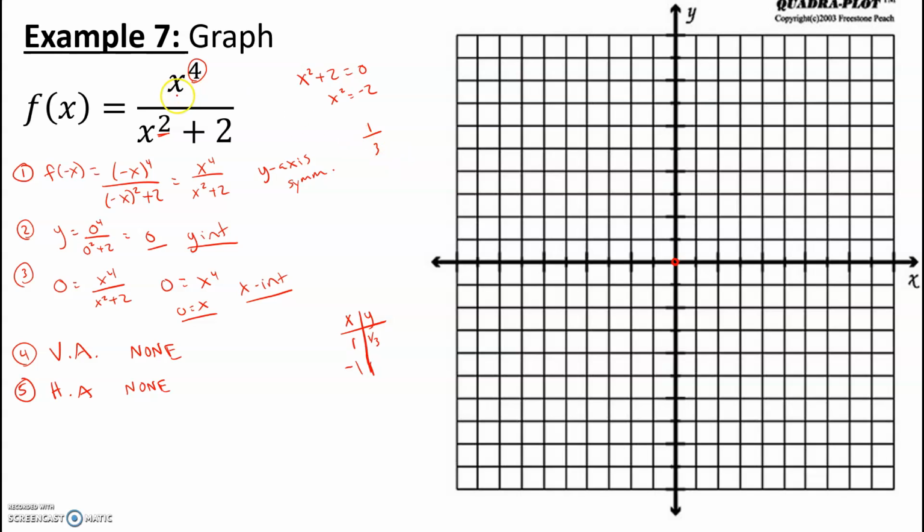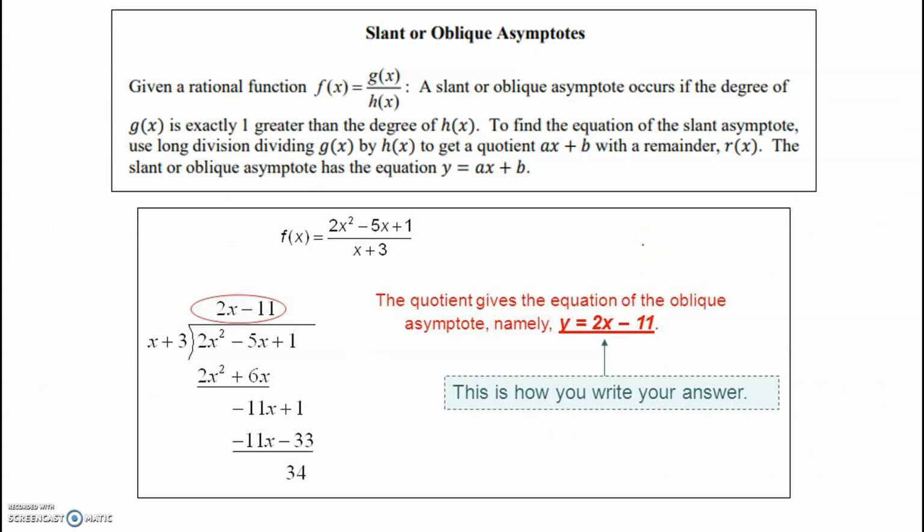When you plug in negative 1, negative 1 to the 4th is 1. Negative 1 squared is 1 plus 2 is 3. You actually get 1/3 again. So we have (1, 1/3) and (negative 1, 1/3). So we're actually going to get a parabolic shape. And that's our graph. All right, moving on.